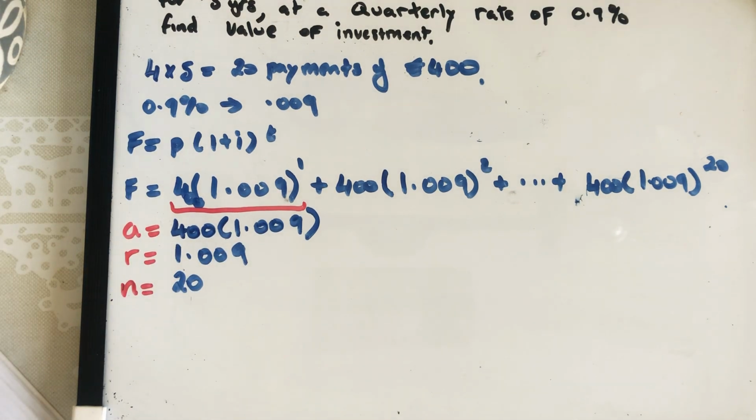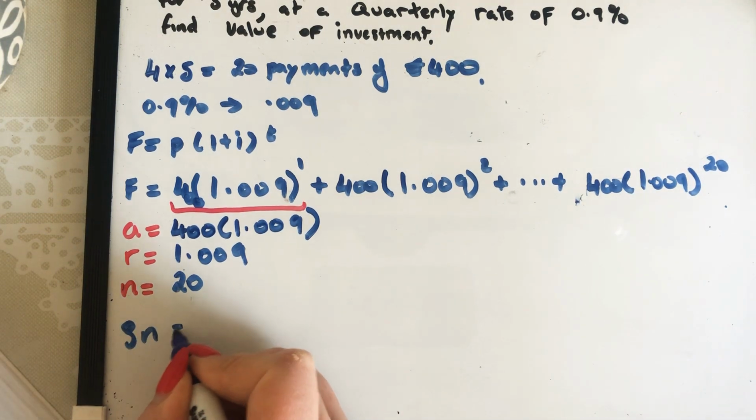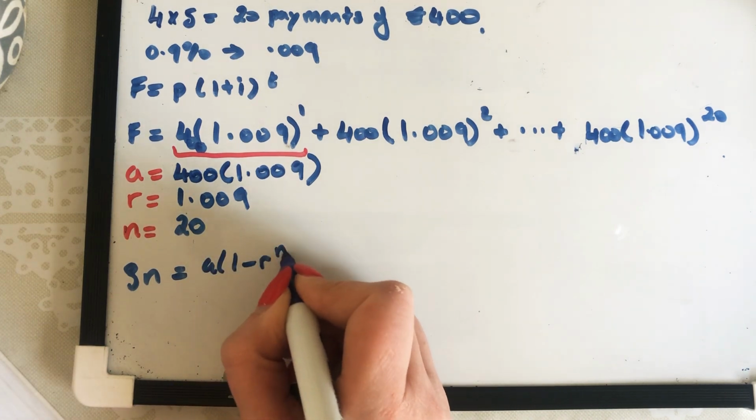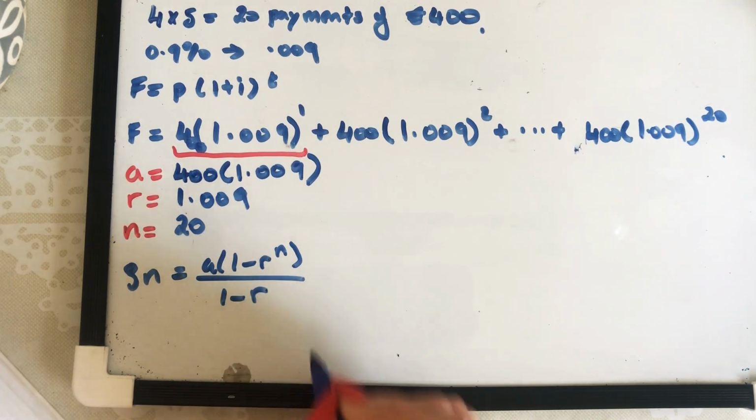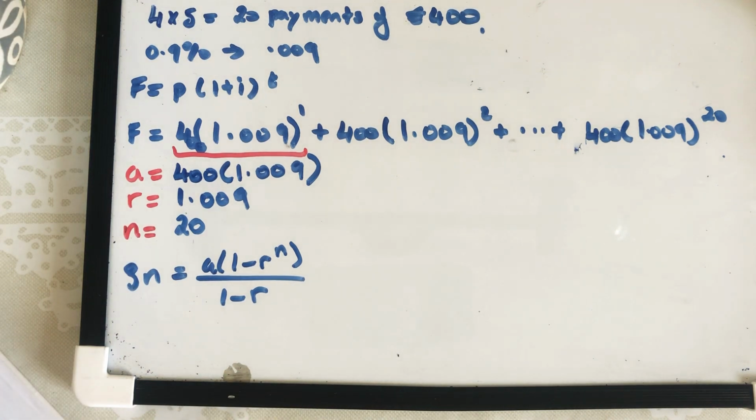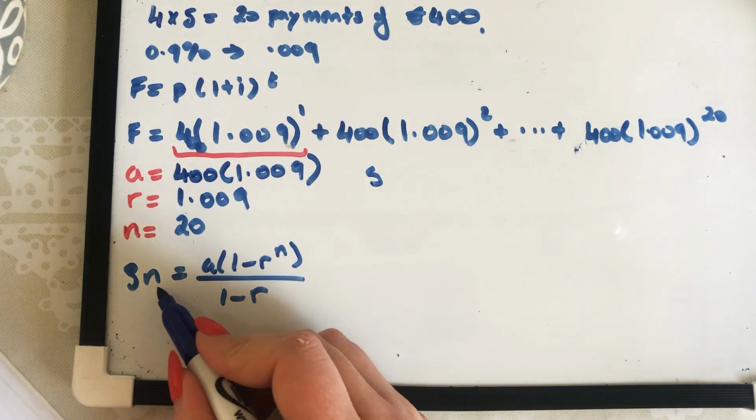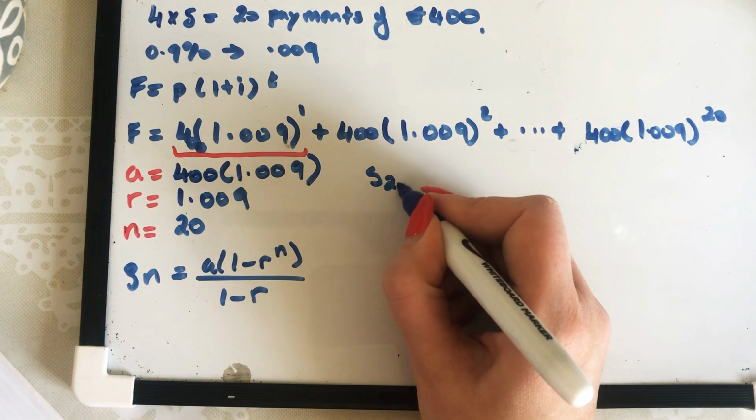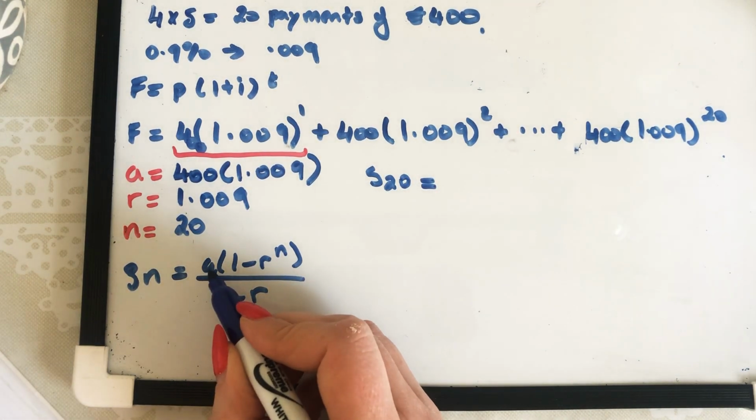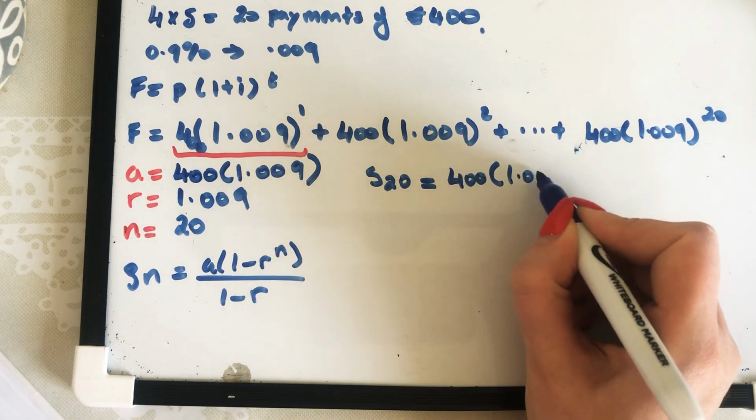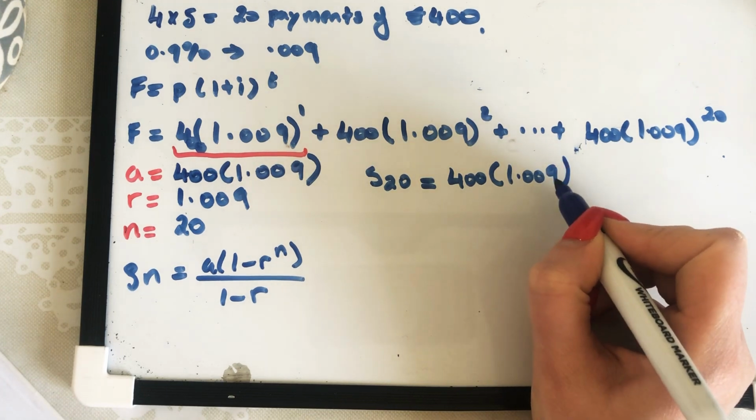Next of all, we write out our geometric sequence formula. So Sn is equal to a(1 minus r to the power of n) over 1 minus r. And we're going to fill in our a, our r and our n into our geometric sequence formula. First of all, we're going to say it's S20 because we've got 20 terms, is equal to, well, a is our first term, so it's going to be 400 by 1.009. And next of all, we open up our bracket.